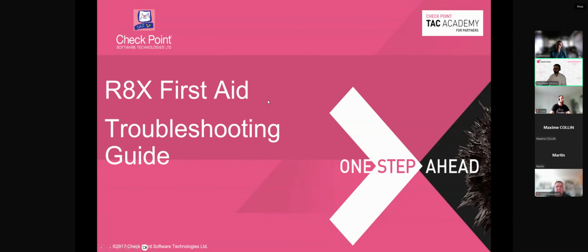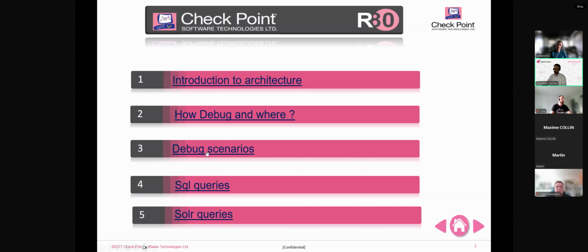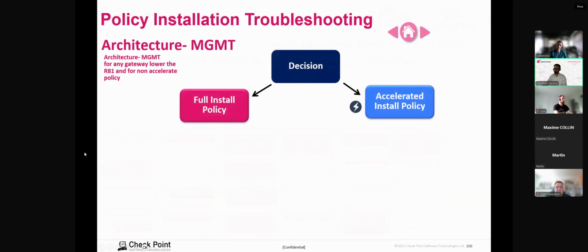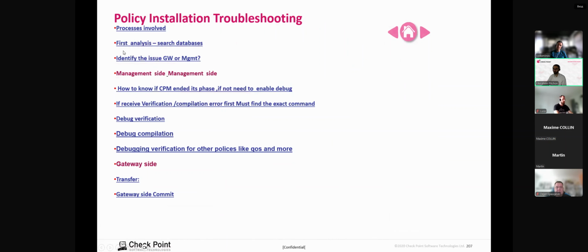So I'm gonna focus today. I go here, we have a lot of information about the management area. And so I go to debug scenarios, and our topic today is policy installation. And then we have full policy installation. That's the old, and it's not the legacy, but that's one way. And then we have the accelerated. So if you click here, you see all the process, and this is where we're going to start focusing today.